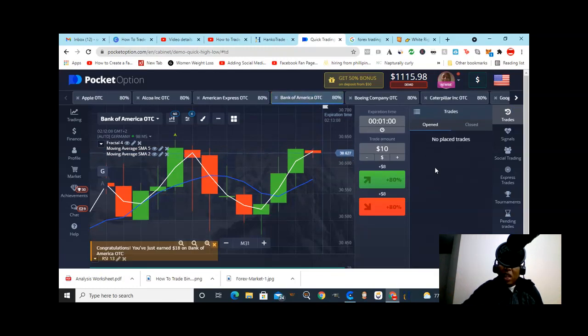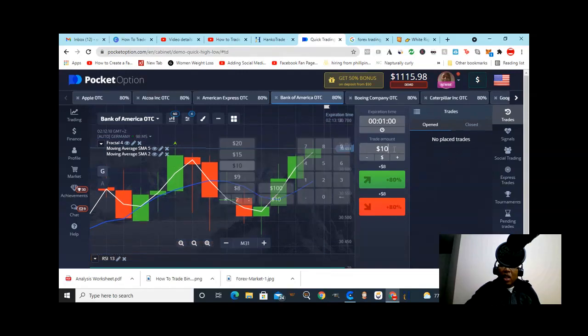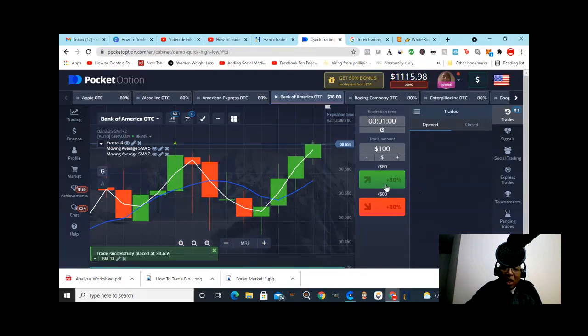So I only bid $10 and I got $18, so 80% increase. So now I'm just going to bid a larger amount, and let's see. This is a demo account, so I can top it up anytime. So I'm going to trade a larger amount and see if we can come up positive, because it looks like here is a very good setup.